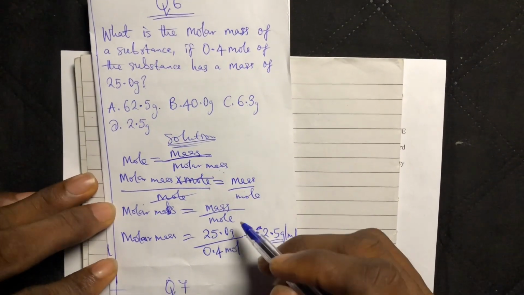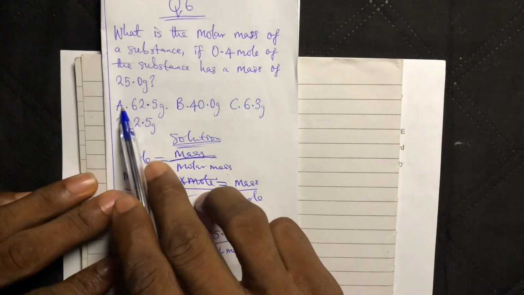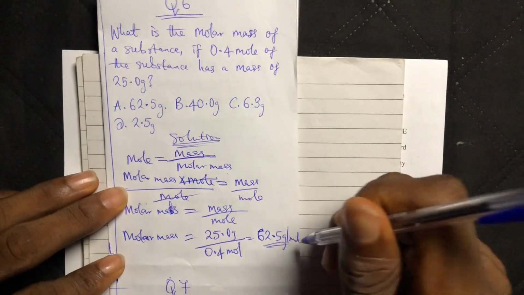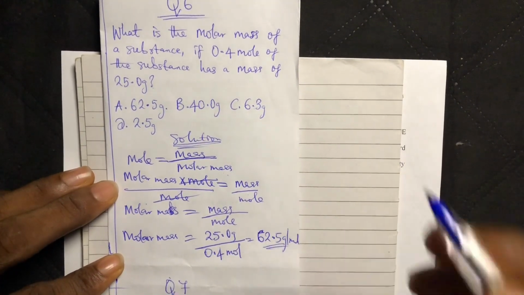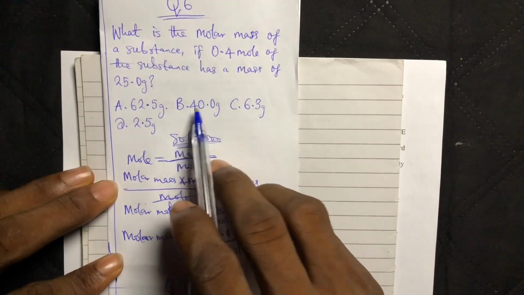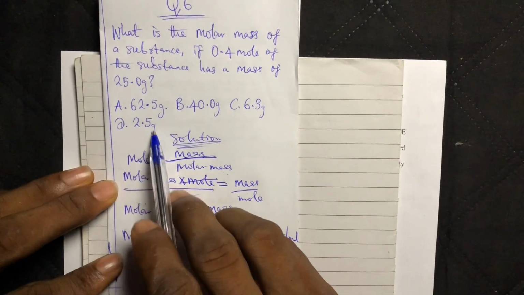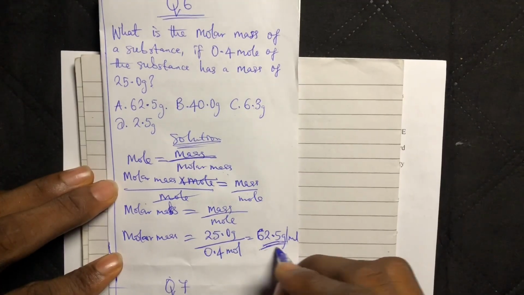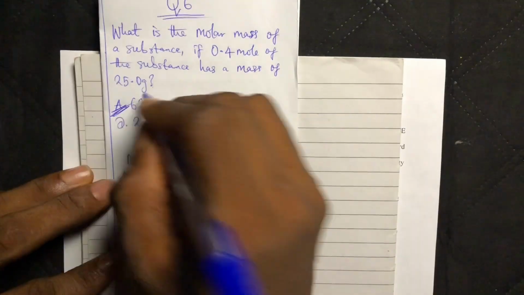So if we look through the options that were given to us, you can see that option A is 62.5 gram, but then it is supposed to be in gram per mole, because the unit for molar mass is always gram per mole, right? But let's forget about that. 62.5 gram, B is 40.0 gram, C is 6.3 gram, and D is 2.5 grams. So from our answer, which is 62.5 gram per mole, the correct option for this particular question is option A.